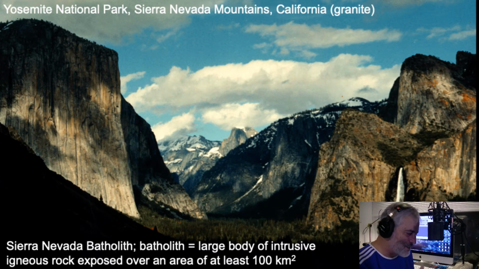This is one of our national parks. It was one of the earliest ones. It's not the earliest one. That happened to be Yellowstone, but this is one right here called Yosemite. Yosemite National Park, and they're made out of granite.